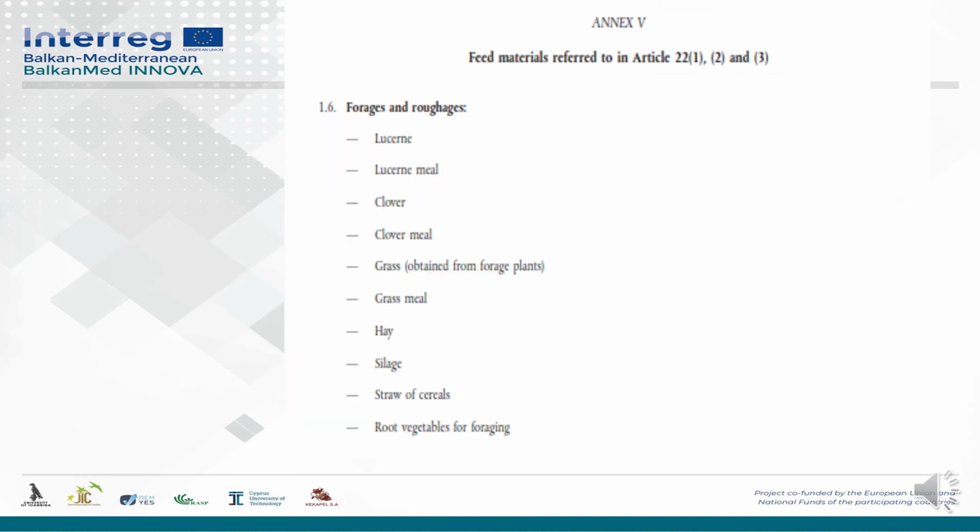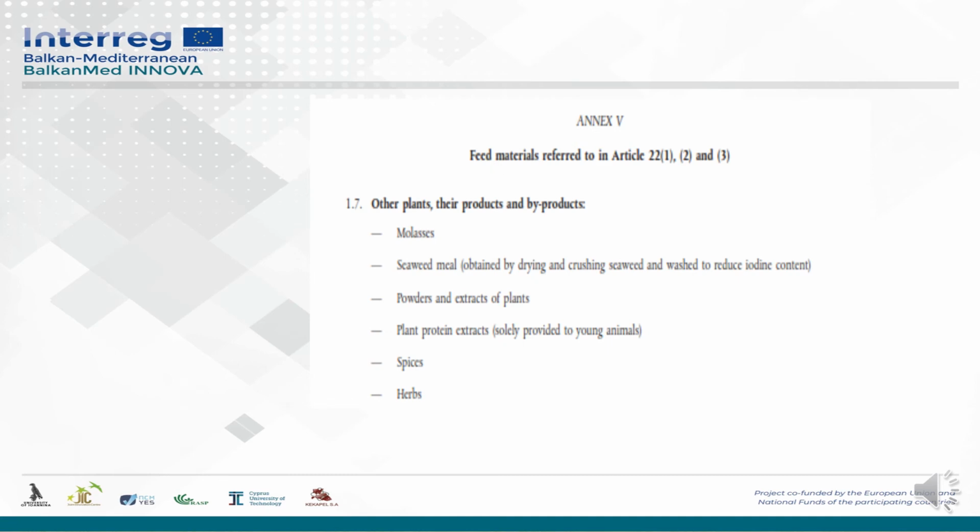The sixth group is forages and roughages: lucerne meal, clover meal, grass meal, hay, silage, straw of cereals, root vegetables for foraging. The seventh group, other plants, their products and byproducts like molasses, seaweed meal, powders and extracts of plants, plant protein extracts, spices, and herbs.